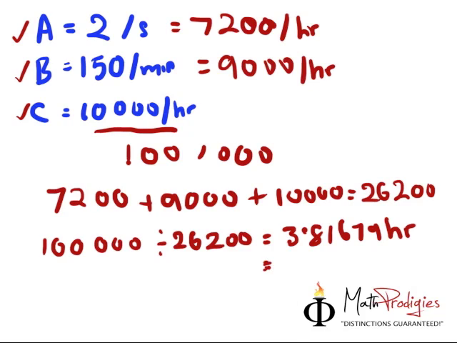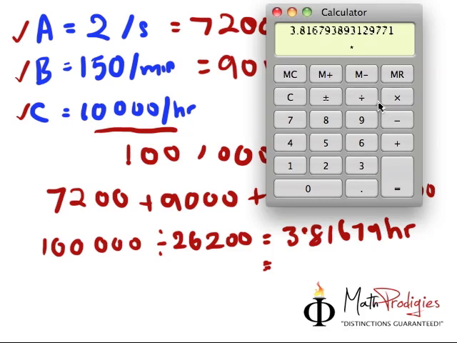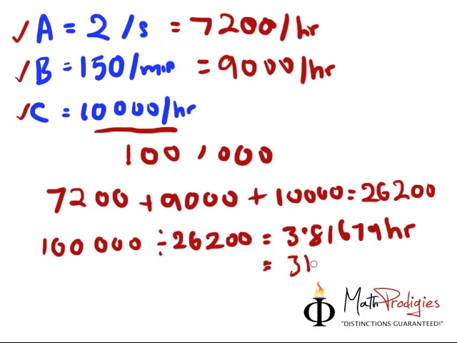To know what it is in minute format, I'm going to subtract 3 so that I get the 0.816 and so on. I'm going to multiply it by 60 minutes to see how many minutes there are. It actually ends up to be 49 minutes. So the answer is 3 hours and 49 minutes. Bam. Game over. That's it.